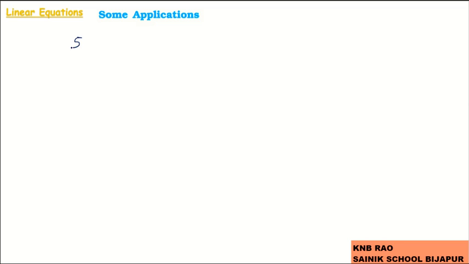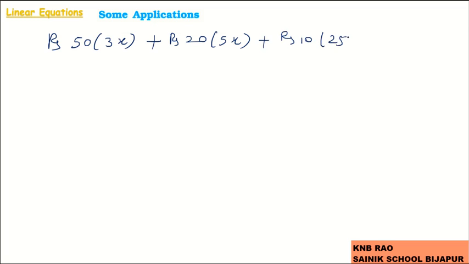Now, we have 50 rupee notes, 3x in number. If I multiply, I will get the money. And 20 rupee notes, there are 5x in number. If I multiply these, I will get the money in the form of rupees 20. And I have rupees 10 notes, 25 minus 8x number of them. If I multiply, I will get the money in rupees 10, which put together equals rupees 590.